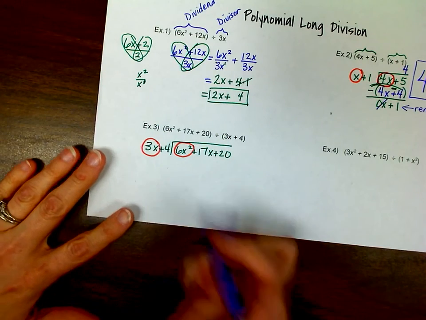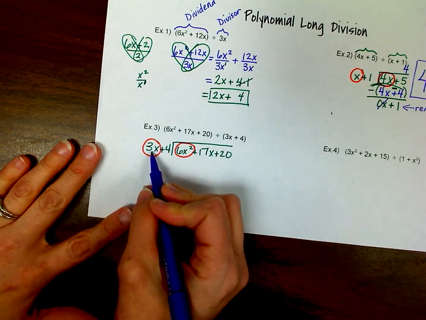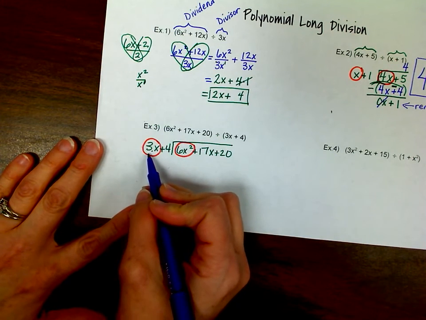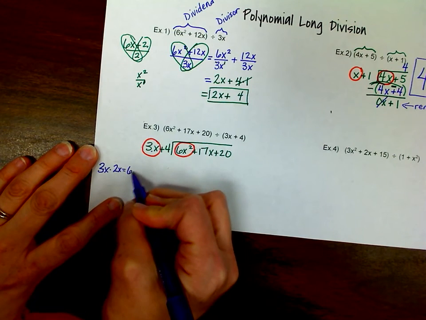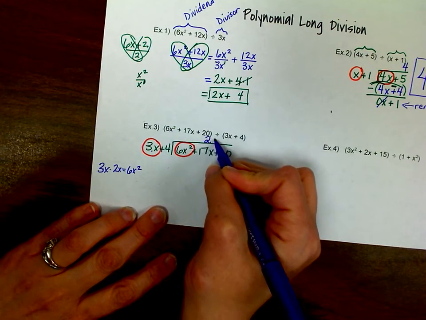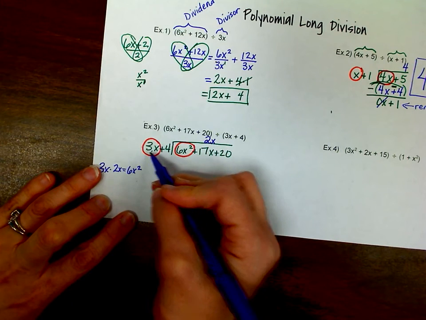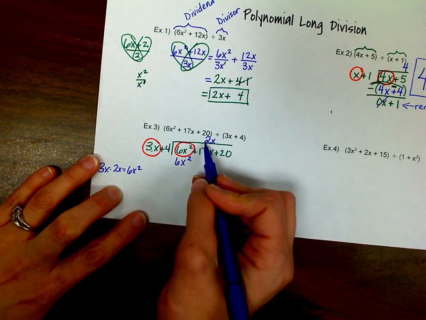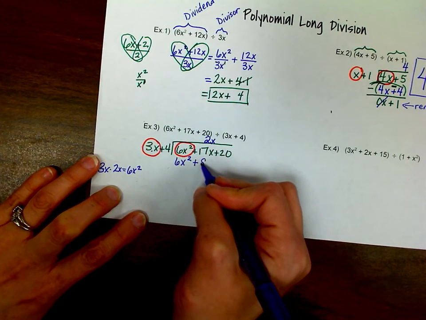So you're going to ask yourself, how many times does 3x go into 6x squared? Or what would you multiply by 3x to get 6x squared? And we know that the answer to that is 2x. 3x times 2x would be 6x squared. Okay, so we have 2x, which we're going to place above the 17x since they are like terms. And 2x times 3x makes 6x squared, but we have to continue to distribute and give the 2x out to the 4 as well. 2x times 4 is positive 8x.